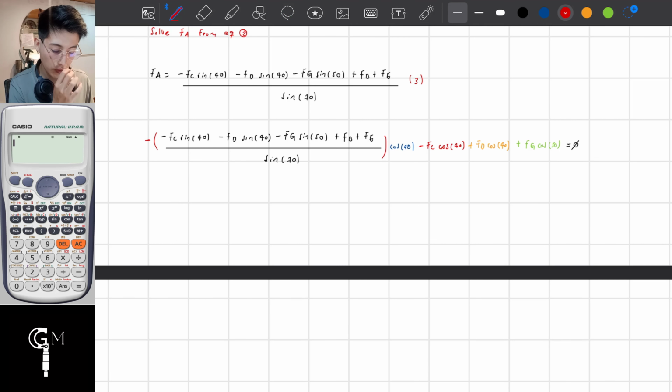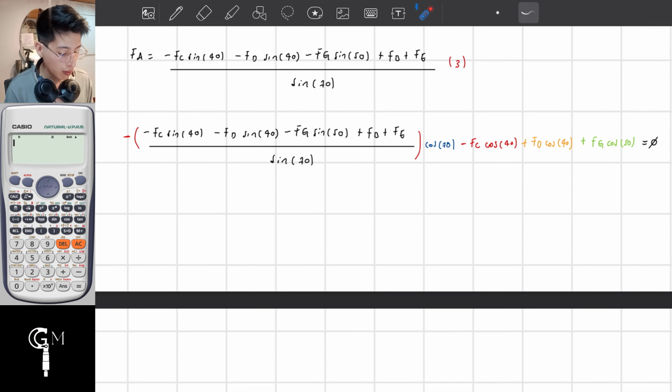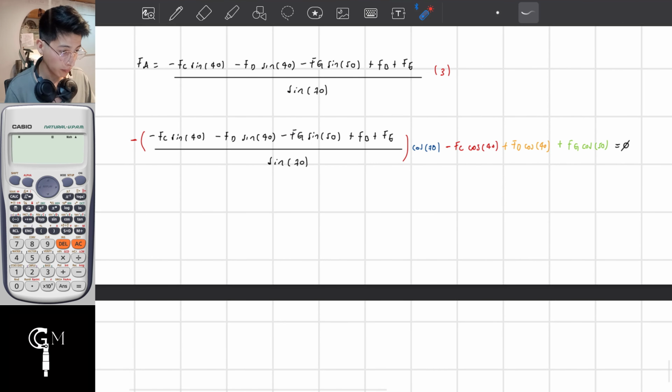Well, no, I'm not going to call it equation number 4, since I'm using equations number 3 and 1. So this is not a new equation. But what I do have right here is one equation and one unknown. So we will solve this equation for this unknown.